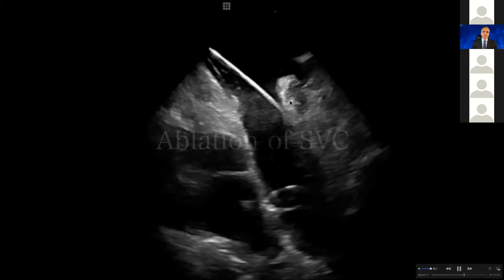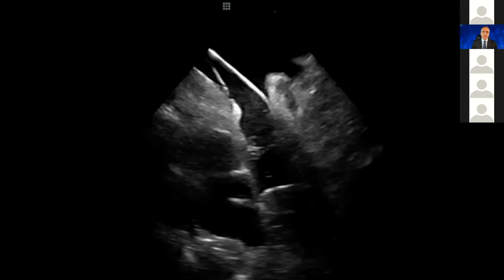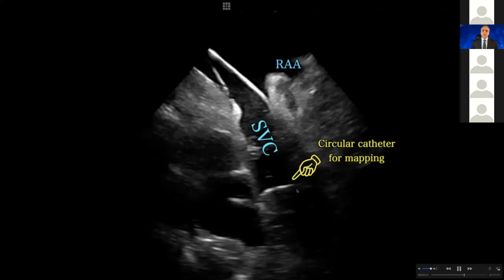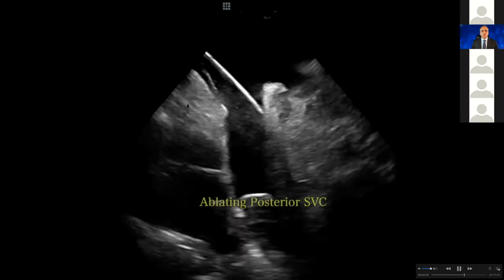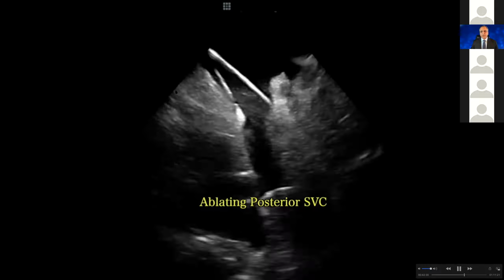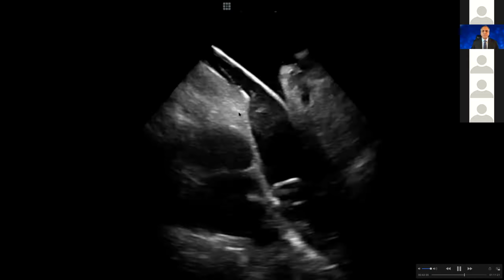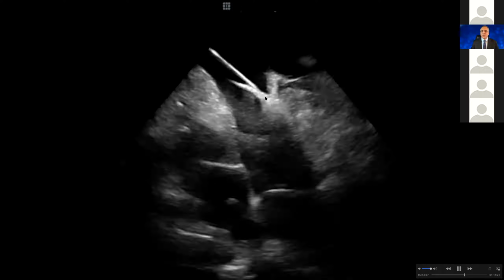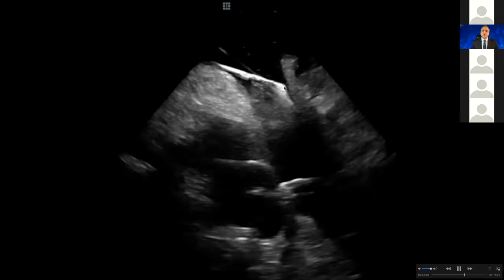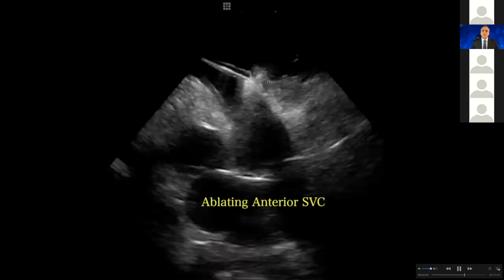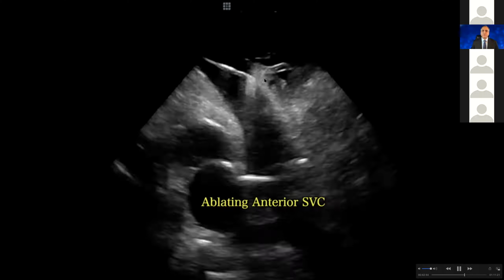Because of the shortage of time, I didn't put the LA appendage, but I'm going to just put an SVC here. So you can see this is the SVC. This is my circular catheter for mapping the right atrial appendage, which means this is the anterior part of the SVC, and the ablation catheter is here. So you know the septal area is going to be somewhere here. We are doing the posterior wall of the SVC here, ablating it. If I advance it towards here, I'm going to be ablating the anterior part of this very SVC, by the right atrial appendage.